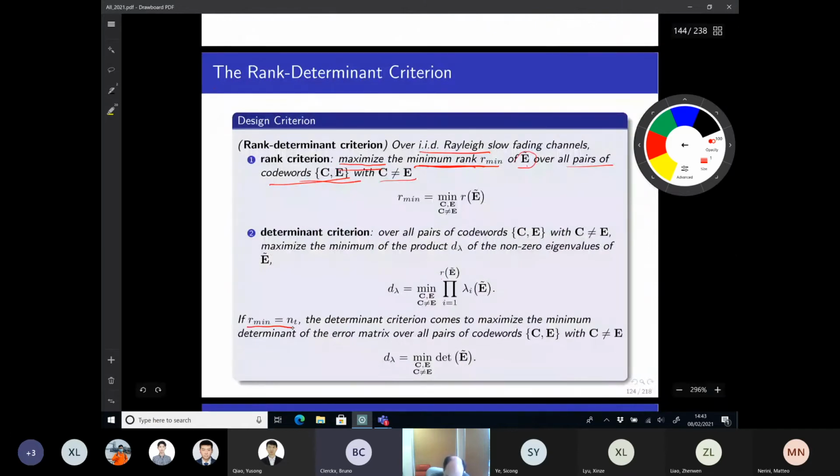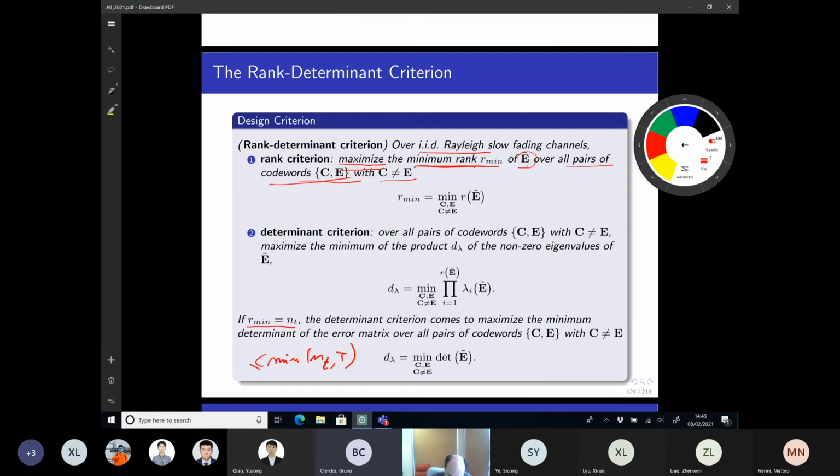Good, so this is what it means here. I said the rank is the minimum between NT and T. But if T is larger or equal to NT, there is a chance that your minimum rank is equal to NT, right? And in that case, things are quite nice, because essentially it means that you can get the maximum possible diversity gain you can expect from this MIMO transmission.